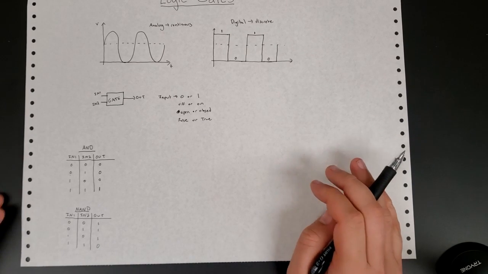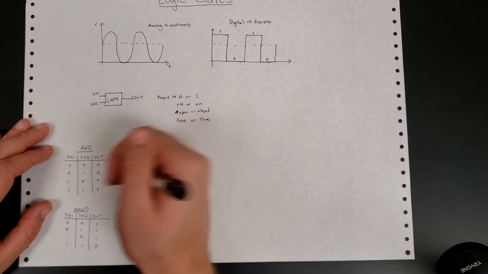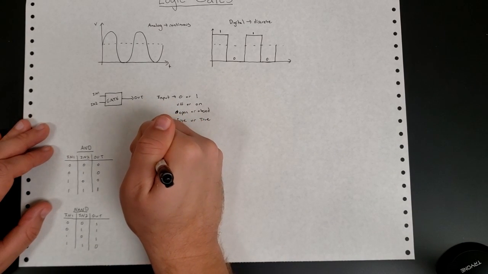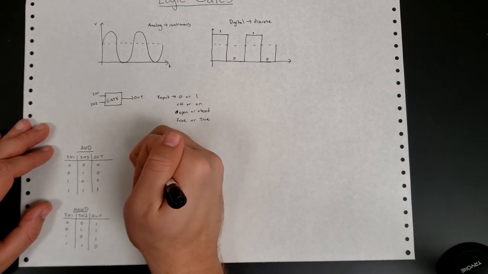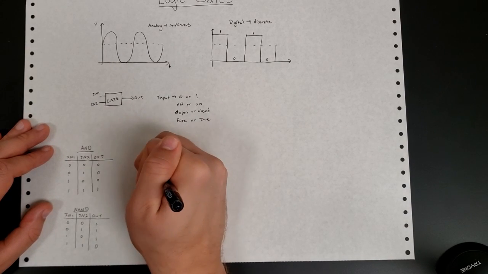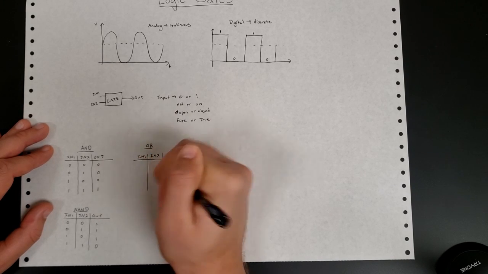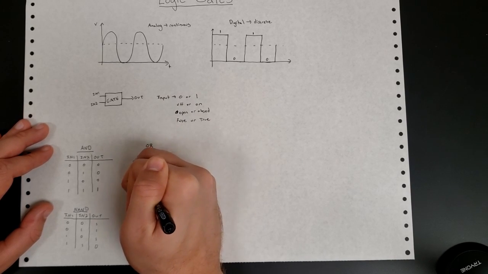All right, so let's just go through and talk about a few more important gates. These are by all means not the only gates that you can have, but these are the important ones. We can talk about an OR gate. So again, we have our N1, our N2, our output. These inputs don't change.